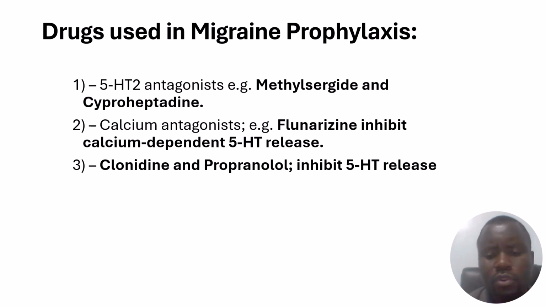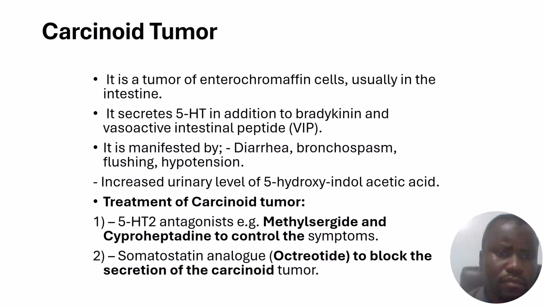But we are going to see also that cyproheptadine is anti-serotonergic, and can also induce appetite by suppressing the effects of serotonin on the appetite centers in the hypothalamus. Calcium antagonists like flunarizine, where calcium dependent release, or exocytosis, is inhibited. Clonidine, which is an alpha-2 agonist, and propranolol also inhibit serotonin release.